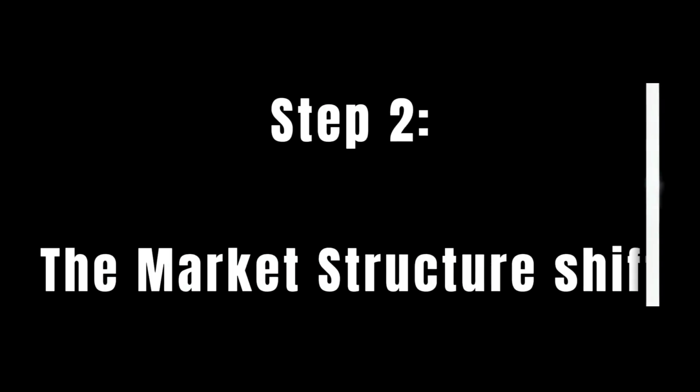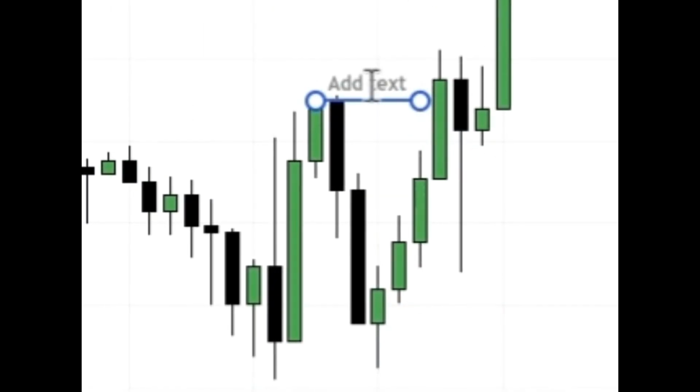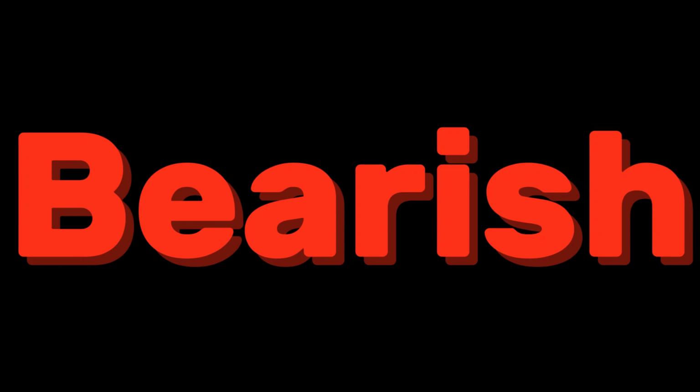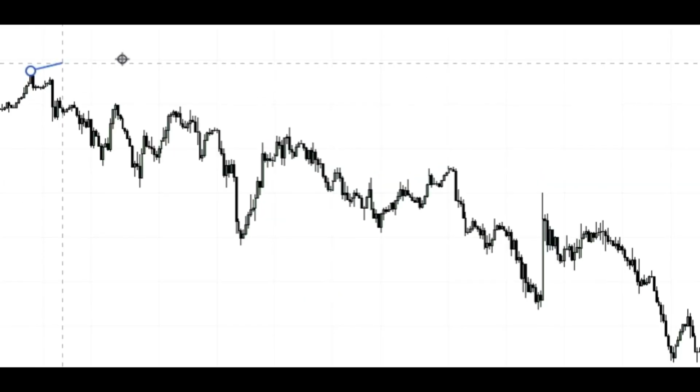Step 2, the market structure shift. The market structure shift shows us whether price is bullish or bearish. This basically means whether price is going up or going down.